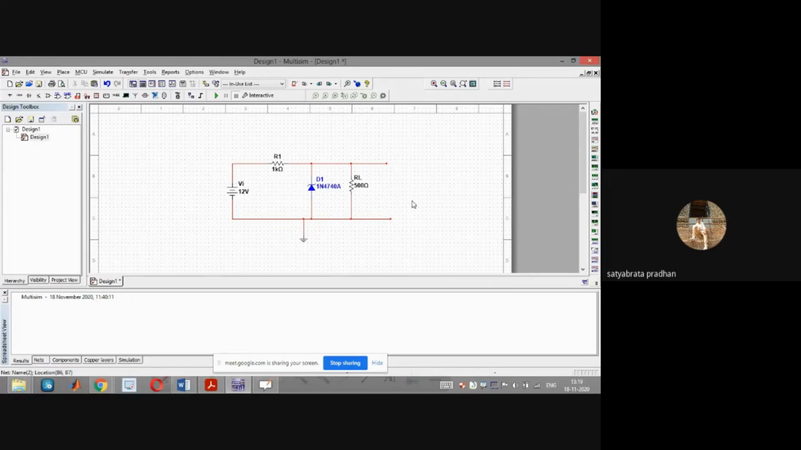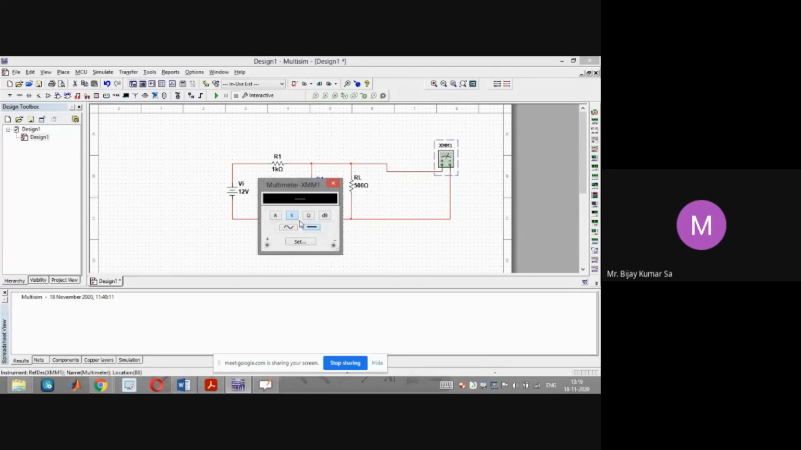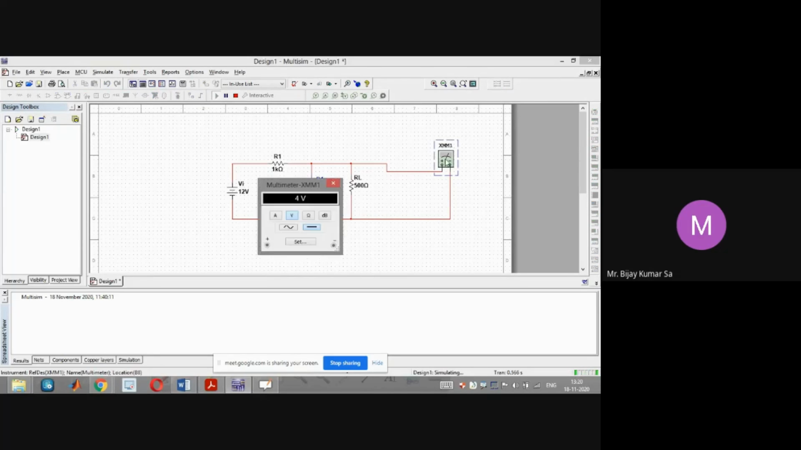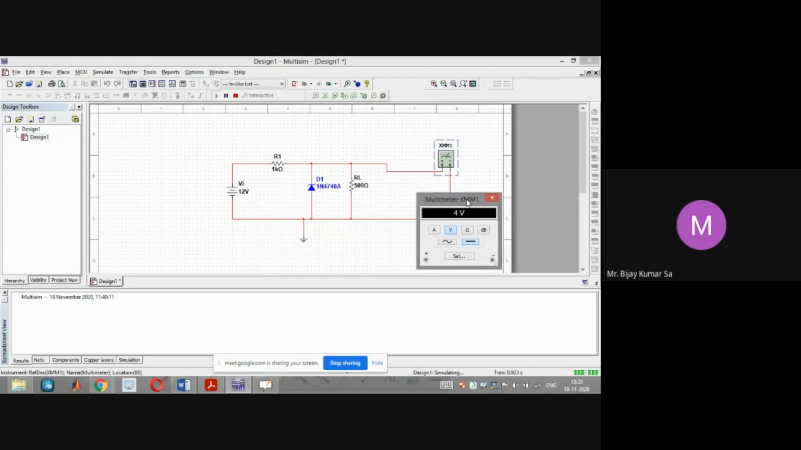Sir, 4 volts. So let us check if it is coming 4 volts or not. Let us place a voltmeter, then we can know. Multimeter connected here, connected to here. We'll choose DC voltage measurement mode. Simulate it. Double click. Yes, it is showing 4 volt.